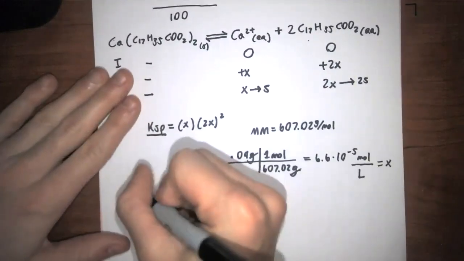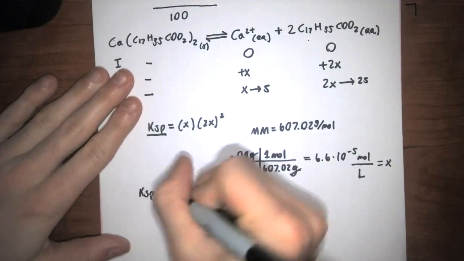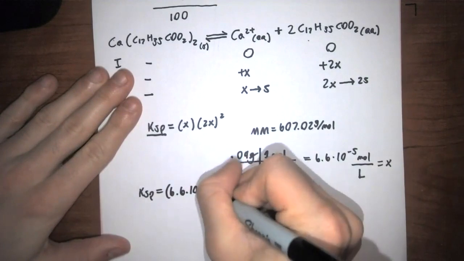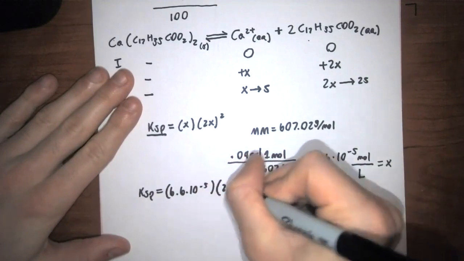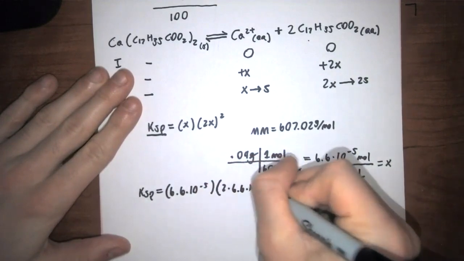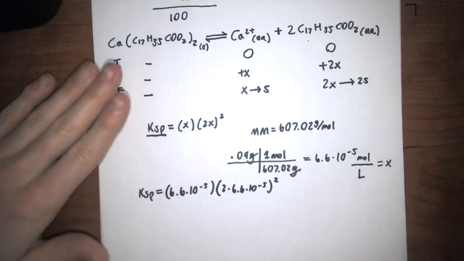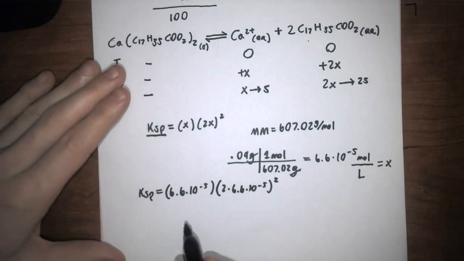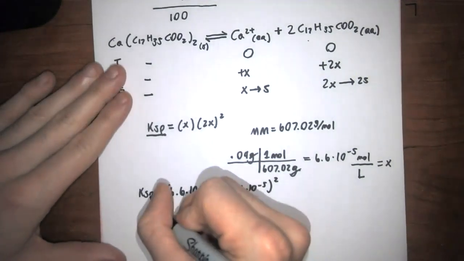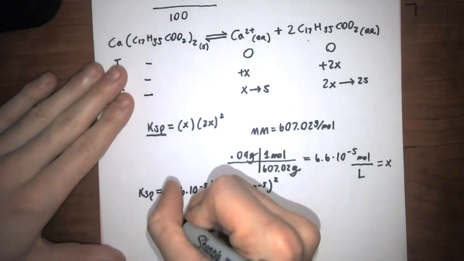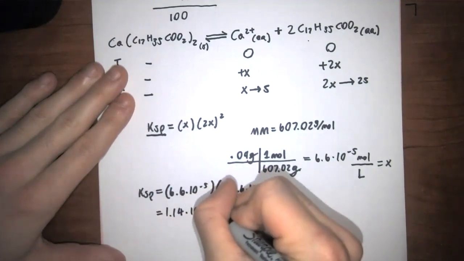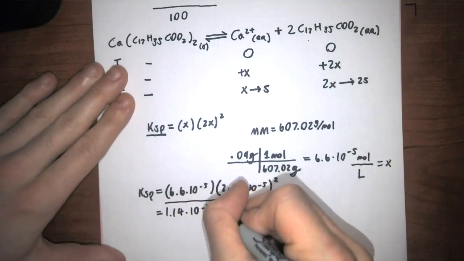So our KSP would be 6.6 times 10 raised to the -5, times 2 times 6.6 times 10 raised to the -5, squared. So now this is all just one number, and we have a KSP value equal to 1.14 times 10 raised to the -12.